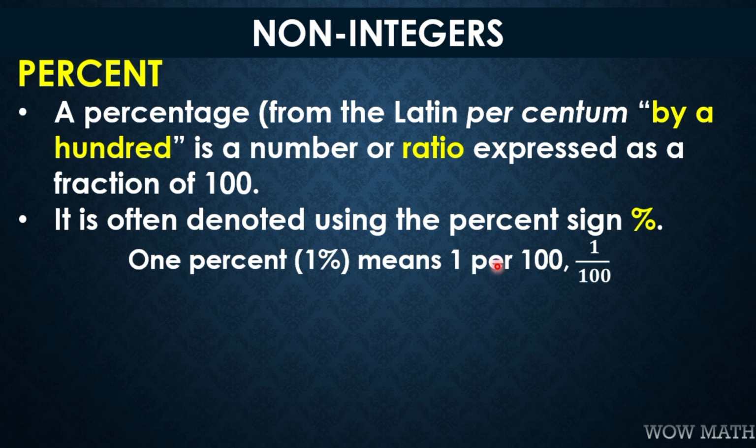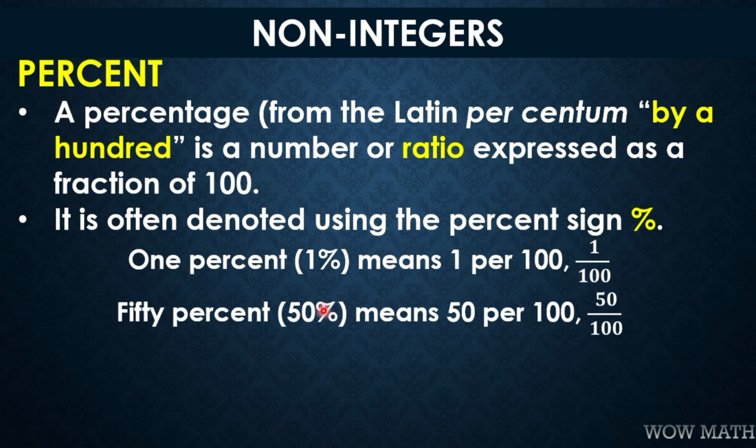Okay, let's have an example. If I have here 1%, this is how we write 1%. This means 1 per 100, kasi percent means by 100. So 1%, 1 per 100. If we're going to express this as a ratio, that is 1 over 100. Alright, so we have here a over b. So this is a rational number. Now, 50% means 50 per 100. So that is 50 over 100. We have a and b, a over b. So this is a rational number.